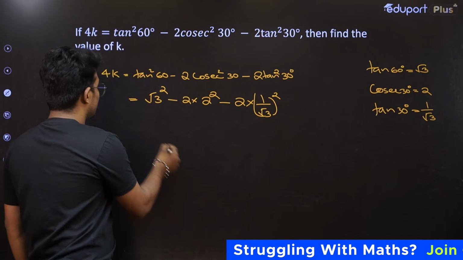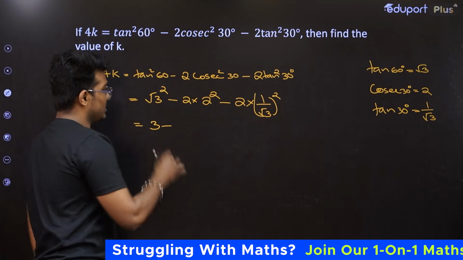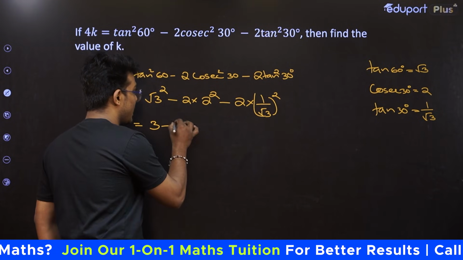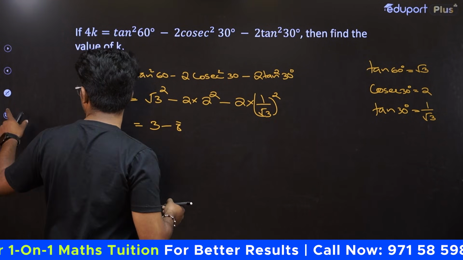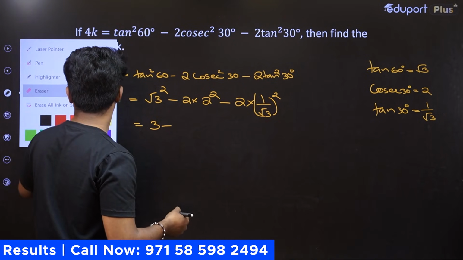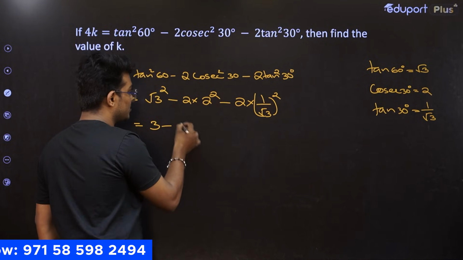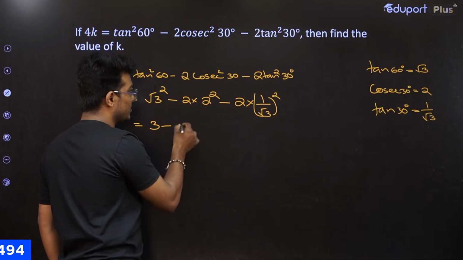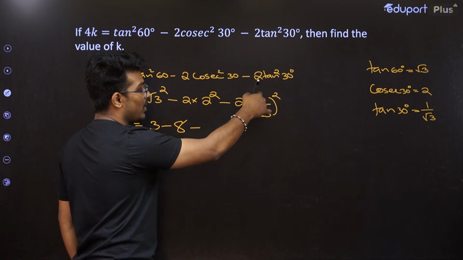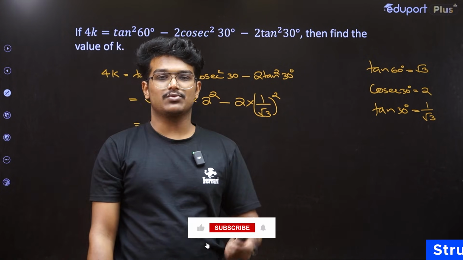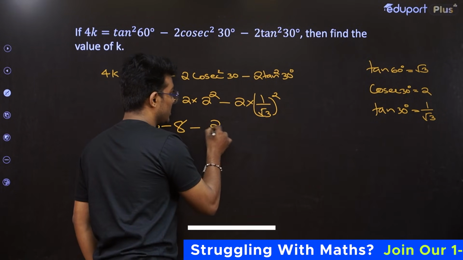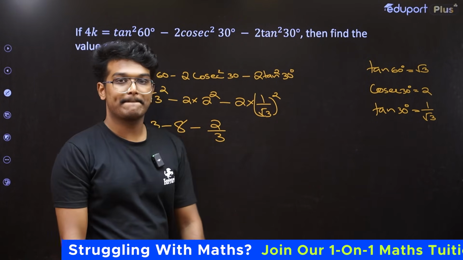Okay. Root 3 square is equal to 3 minus 2 square is 4. Then 4 into 2 is 8 here. Okay, 2 square is 4, so 2 into 4 is equal to 8 minus 2 into 1 by root 3 whole square. 1 square is 1, then root 3 square is 3. So 2 into 1 is equal to 2 divided by 3. This will be the answer.